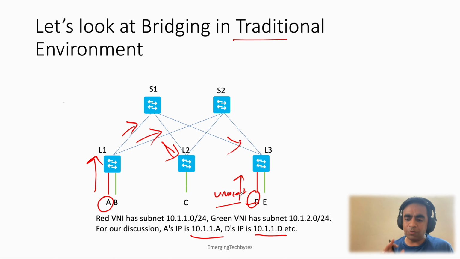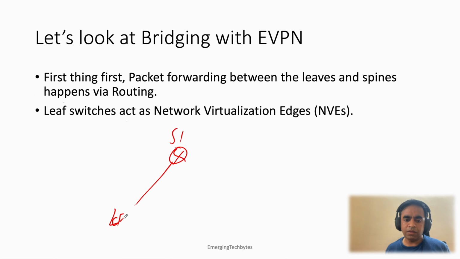So first things first, as compared to the last slide, the link between the leaf and the spine, let's say here I have S1, here I have leaf, these links are routed links, layer 3 links. Remember, VXLAN forwards packets on IP, which we had seen. Leaf switches act as another fancy term, and you can very well call them VTEPs.